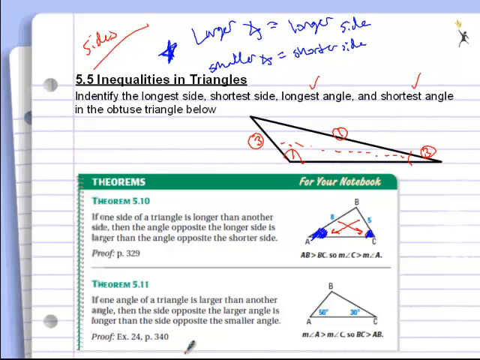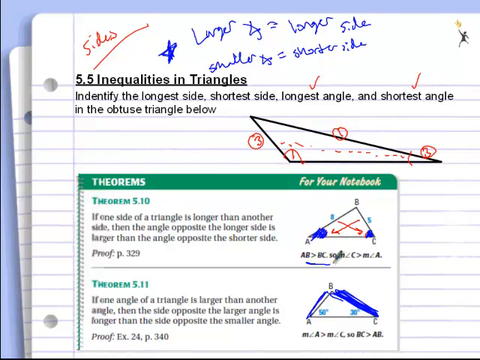So if 8 is larger than 5, then the angle opposite 8 should be larger than the angle opposite 5. And the next theorem says the exact opposite. It's the converse. If an angle is larger than another angle, then the side opposite the larger angle is bigger. That makes sense. Here we have 50 and 30. That should tell me that the side opposite 50 degrees is going to be bigger than the side opposite 30 degrees. Again, larger angle means a longer side. A smaller angle means a shorter side. Two pretty basic concepts there. Nothing overly complicated.